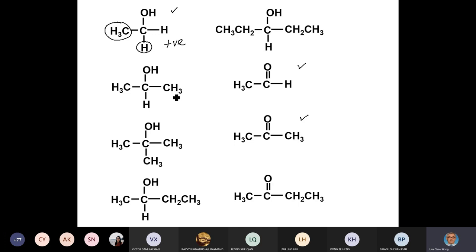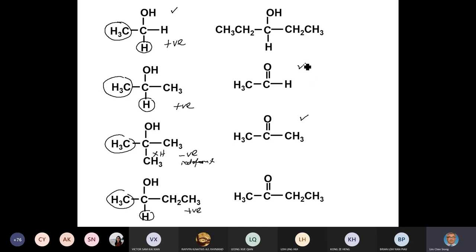Okay, remember? Next one, this is a primary alcohol, this is a secondary alcohol. So once again, CH3 followed by H, so this one will show a positive result. Next, this tertiary alcohol has CH3 but no H, so this one will show a negative result for iodoform. Cannot. Okay, next one, CH3 with the H, so this one also will show a positive result.